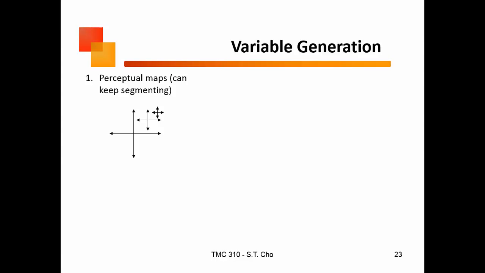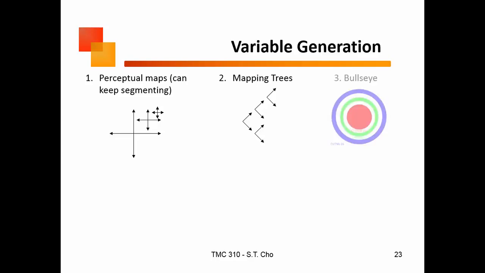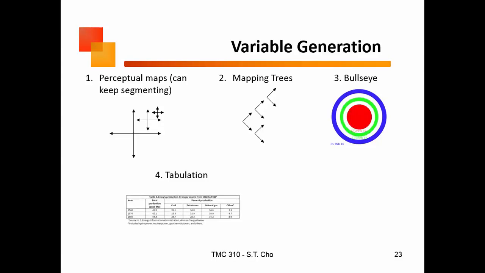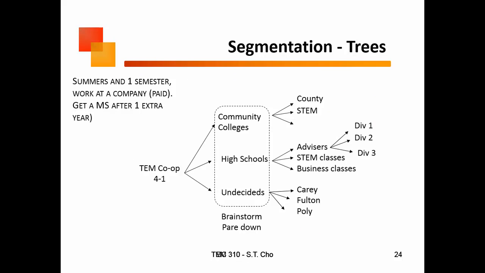In terms of how I go about finding those variables and examining them, we've already looked at perceptual maps, how we can keep segmenting. Mapping trees: I come up with one variable and I just keep splitting it. Bullseye diagram: layers, what exists within another. I could just put it in tables. And conjoint analysis is trying to figure out which variables are important and which aren't, or whether there are clusters of data that I can look at.